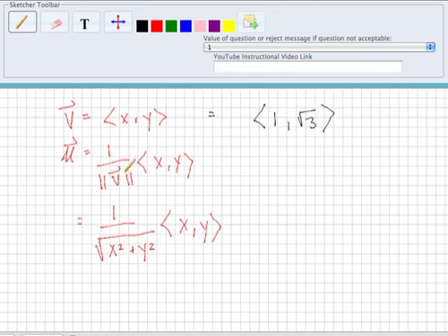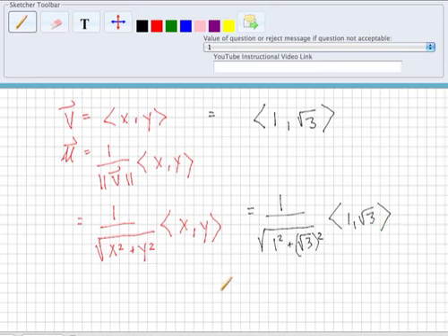I'm going to divide by the magnitude of v now, which I know to be the square root of x squared plus y squared. So my unit vector turns into 1 over the square root of x squared, so 1 squared, plus y squared, so the square root of 3 squared, times the vector 1, square root of 3.